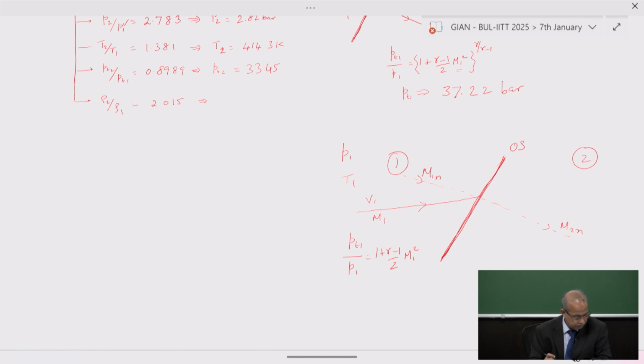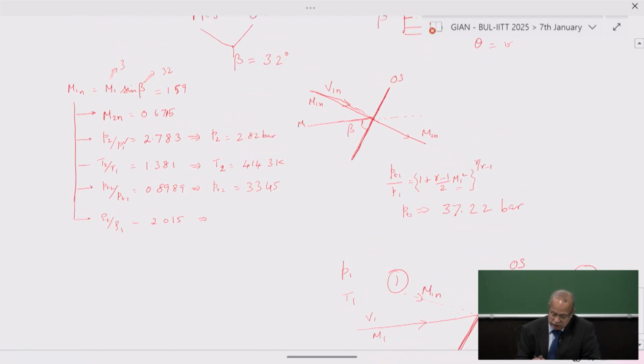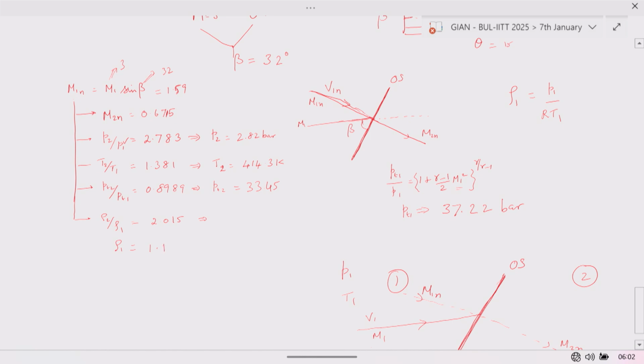Rho 2 by rho 1? You need to find rho 1 because there is no information on rho 1. P1 is there. Rho 1 is equal to P1 by R T1. Find the value for rho 1. What's rho 1? 1.17. And then rho 2?